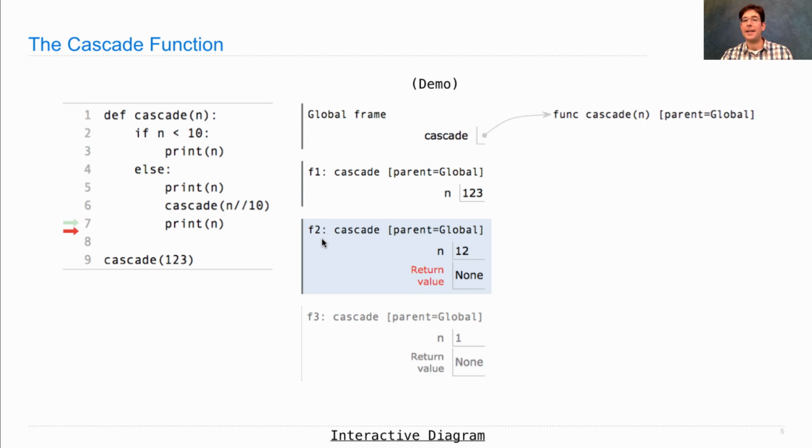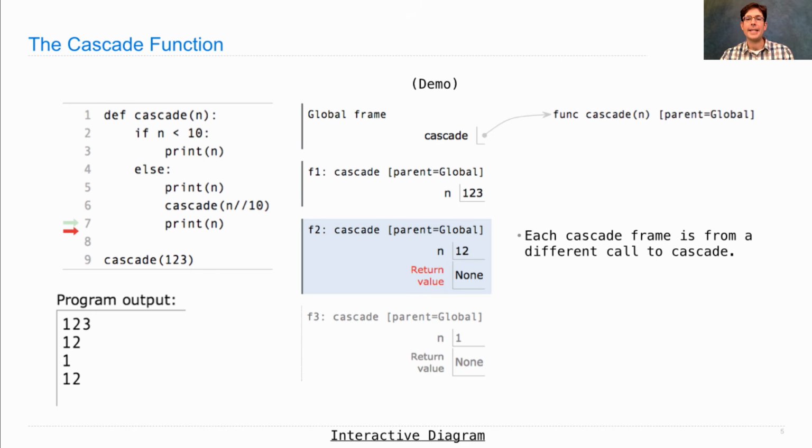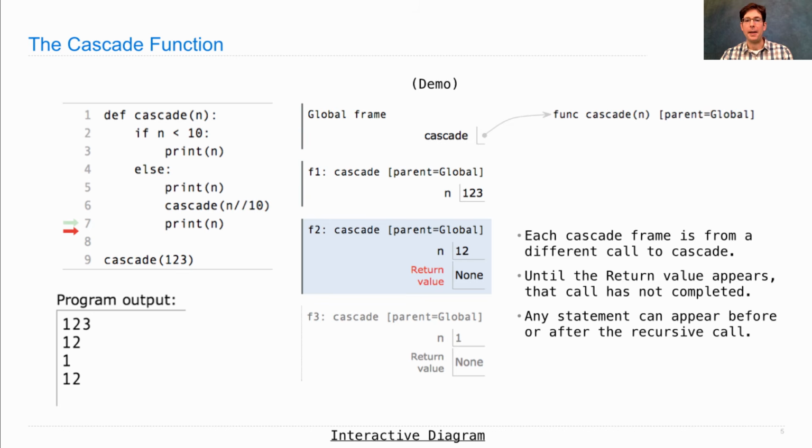Okay, so a critical moment in the environment diagram was when we had returned from the second call to cascade, but we hadn't yet finished the first call. So the first call had printed n, it had cascaded all the way down to get 12, 1, and 12, but it hadn't printed n yet, and that's the very last step of cascade. So each cascade frame comes from a different call to cascade, and until the return value appears, that call has not yet completed. And so, any work that happens after that call hasn't happened yet.